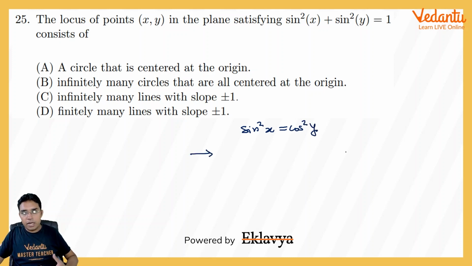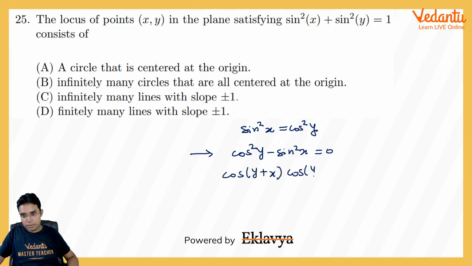Okay, now there can be two methods. One of them could be that cos square y minus sine square x is equal to 0. And if you remember, there is a formula that cos square y minus sine square x is actually cos of y plus x into cos of y minus x. This could have been done otherwise also, but this is one very easy method. So here cos of y plus x will be 0 or cos of y minus x would be 0.